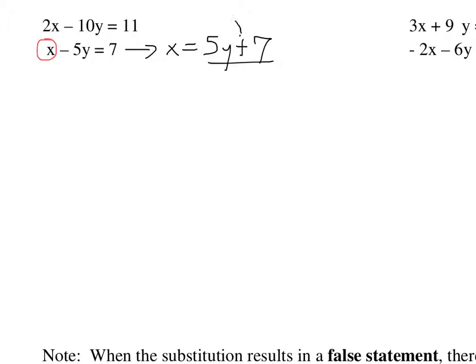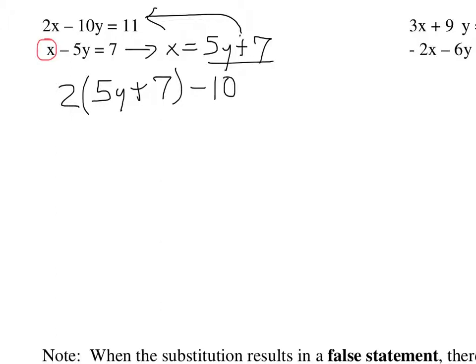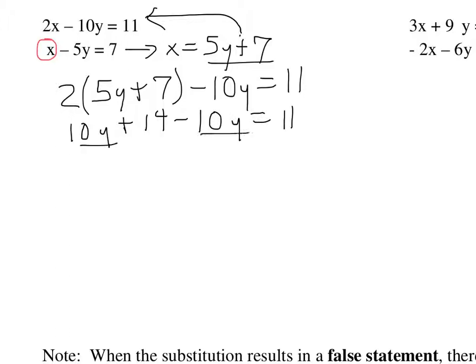So we're going to put that information into the first equation. 2 times x, but x is 5y plus 7, minus 10 times y equals 11. 10y plus 14 minus 10y equals 11. Those are like terms. Let's combine them. That gives us 0. They just wipe each other out. So we get 14 equals 11.